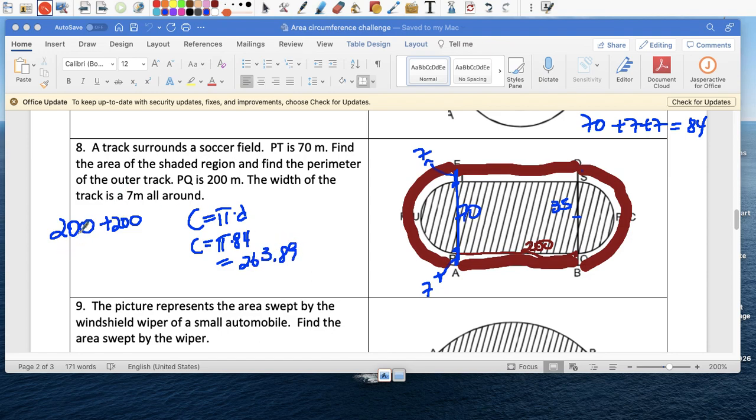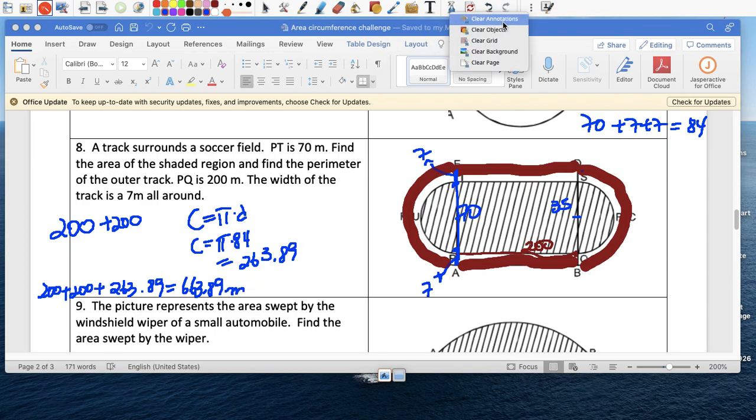So we're going to add 200 plus 200 plus 263, which is the circumference of a full circle, because it's two half circumferences added together. And that's going to give us 663.89 meters. And that's what one lap in this track would be.